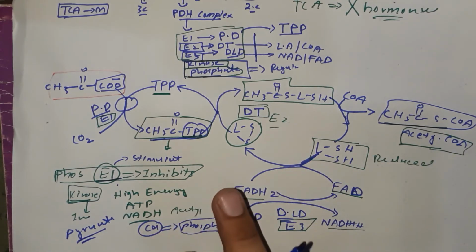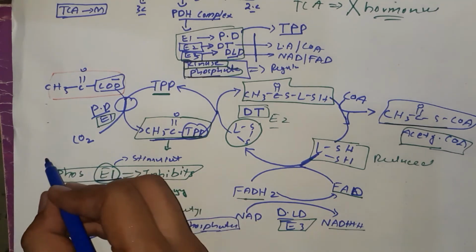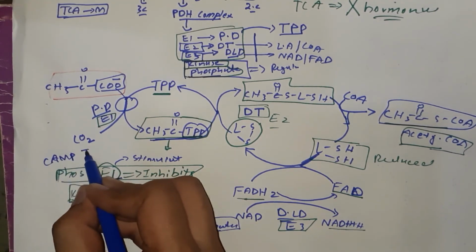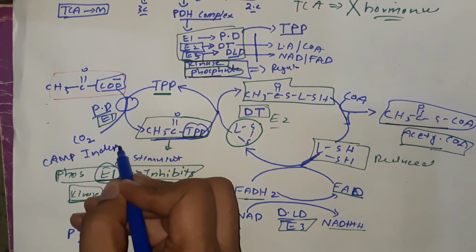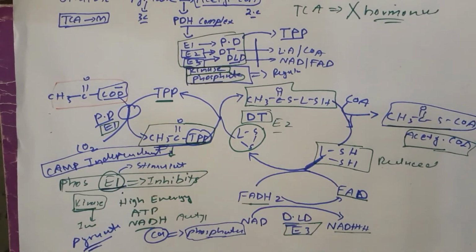It does not have any kind of hormonal regulation. This kinase and phosphatase activity are cyclic AMP independent. They do not depend upon cyclic AMP or glucagon or insulin for their activity. They are working independently of hormonal regulation.